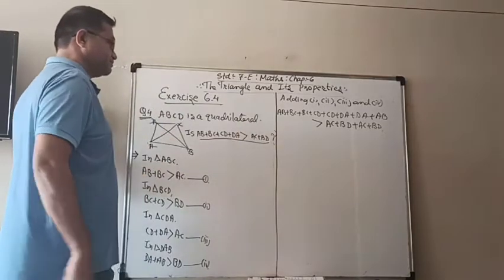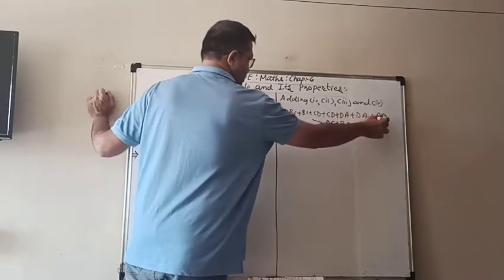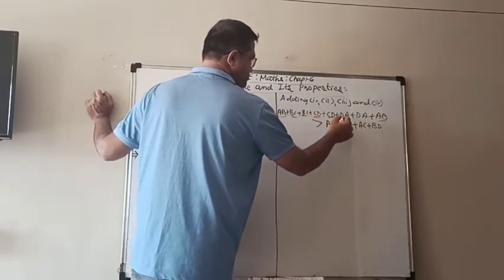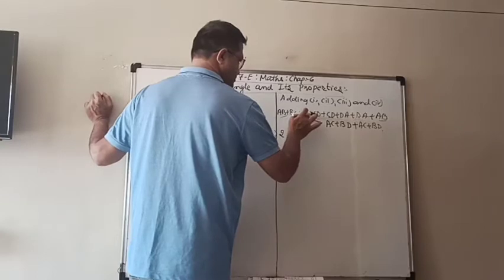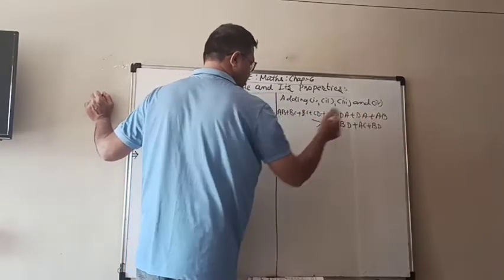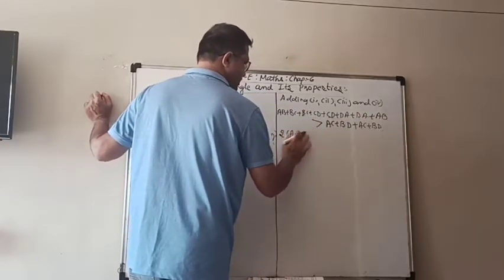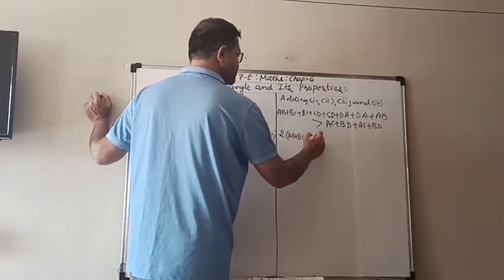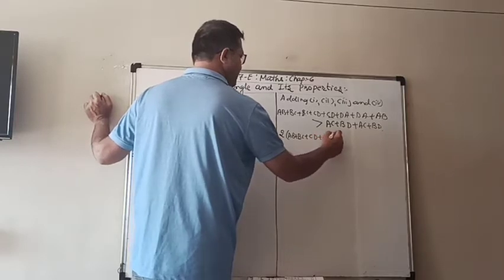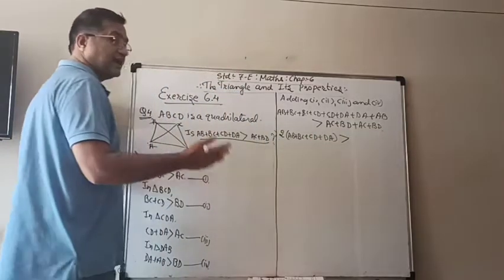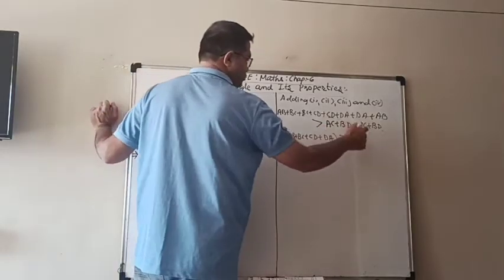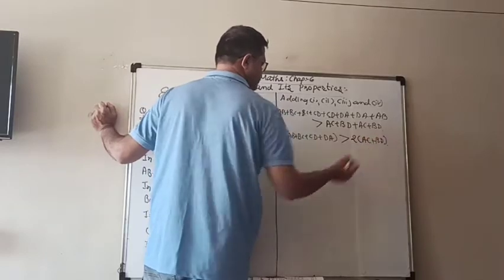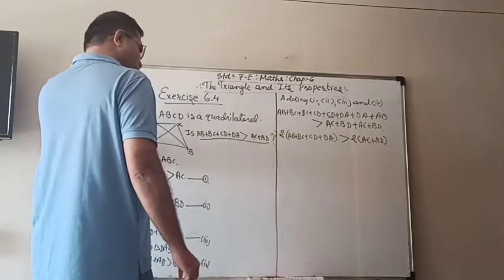Now you can see that on the LHS, AB is 2 times, BC is also 2 times, CD is also 2 times, DA is also 2 times. So all of them are 2 times, so we can write in the bracket 2 times AB plus BC plus CD plus DA. And on the RHS also AC and BD are both 2 times, 2 times AC plus BD. Now we will divide both the sides by 2.